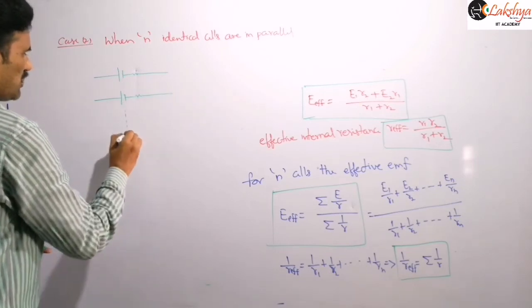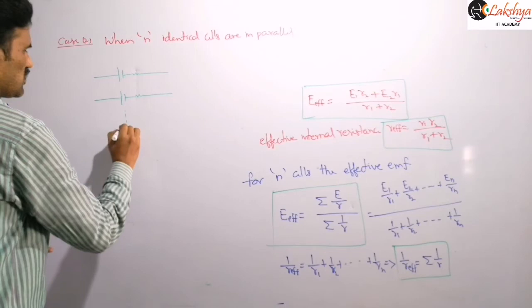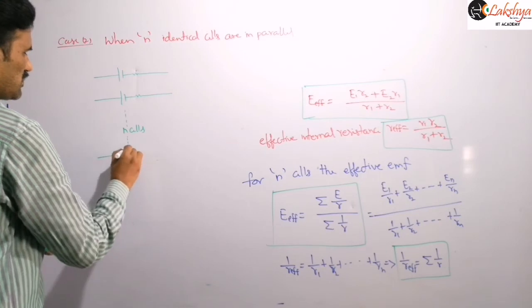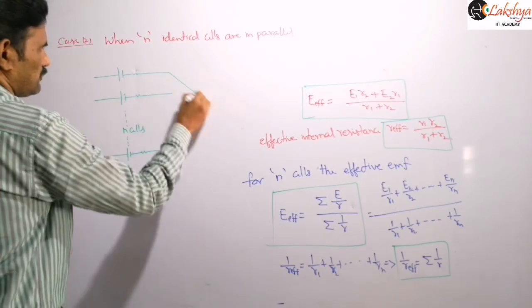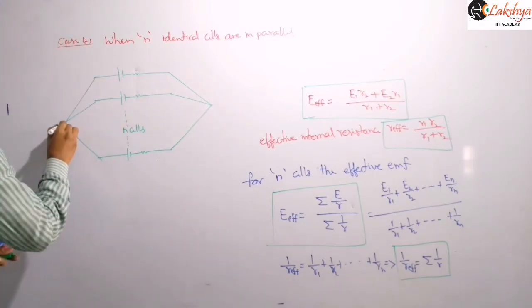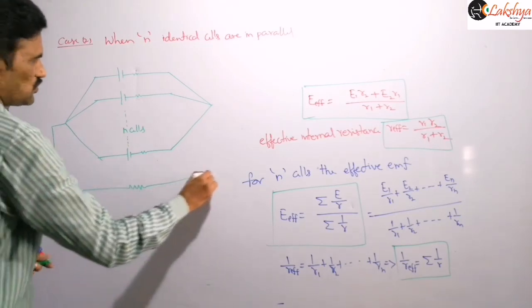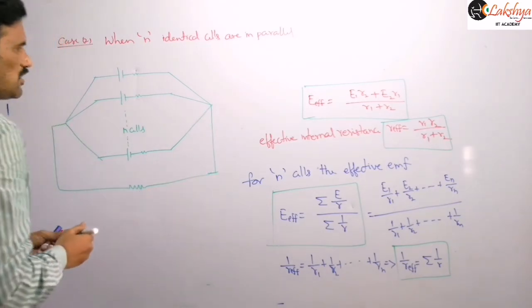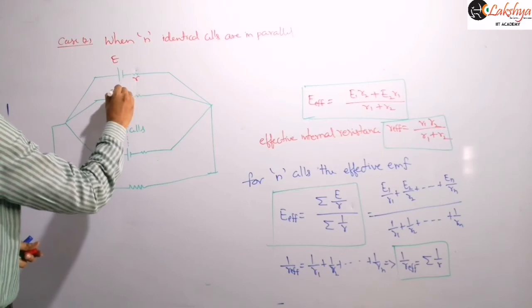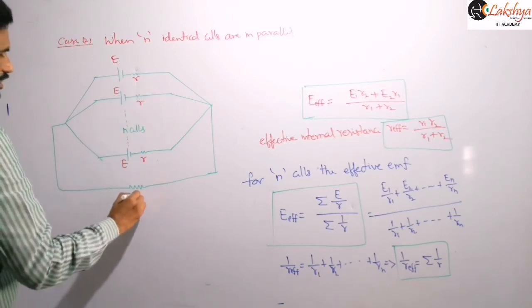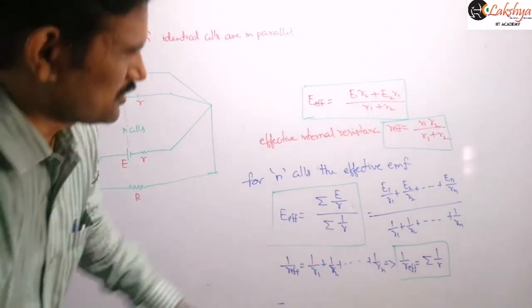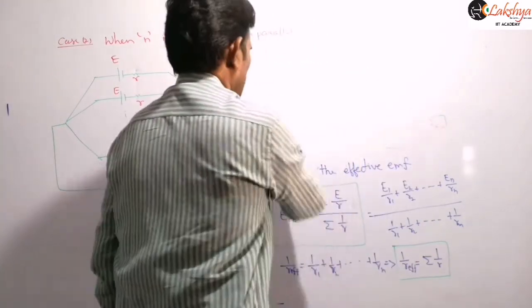Suppose I am drawing the circuit like this. Previously we mentioned two cells, and just we can extend this: n cells are there and so on. Then between these two points we connect some external resistance R. So that is simply n identical cells connected in parallel. Each has EMF E and internal resistance R, and this is the external resistance. Now we are going to apply this formula for n identical cells.